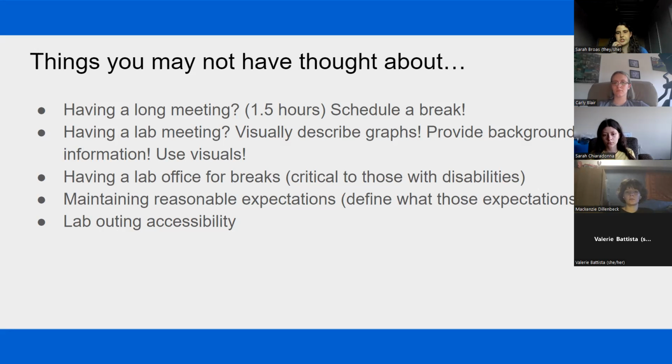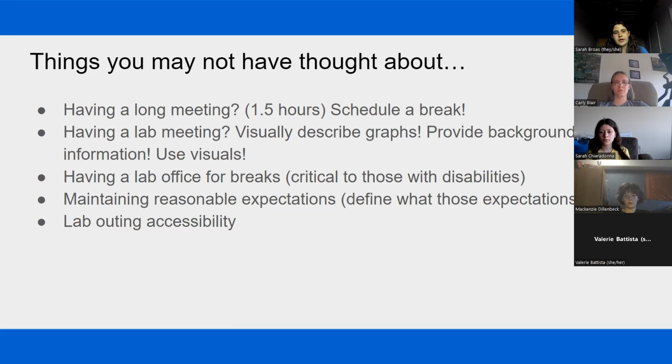Provide background information so that if someone has a difficult time remembering, like I do, I struggle with remembering the past presentation. If you provide a little bit of background information as to what you're doing and why, it can increase accessibility tenfold for me. And I all of a sudden will have a lot more constructive feedback to give you. And finally, use visuals, which we've talked about a lot during this presentation.